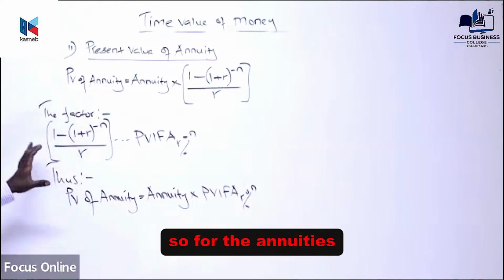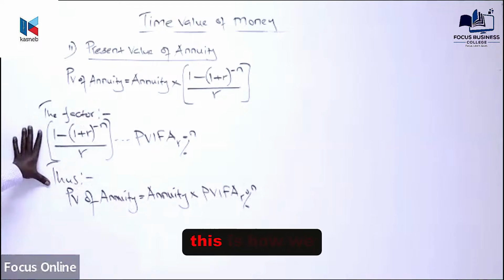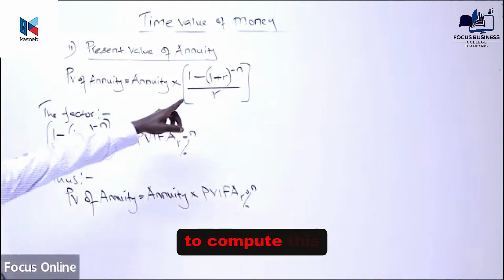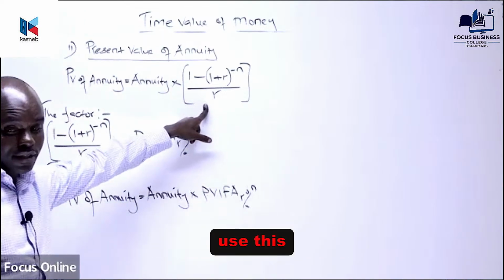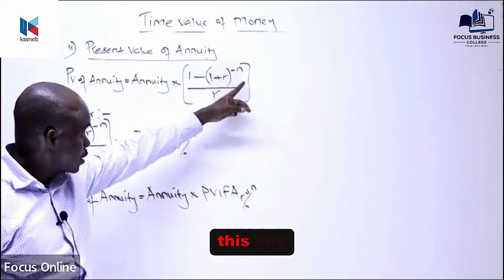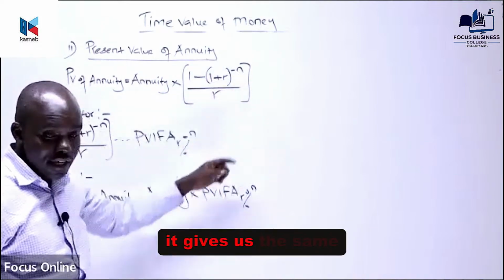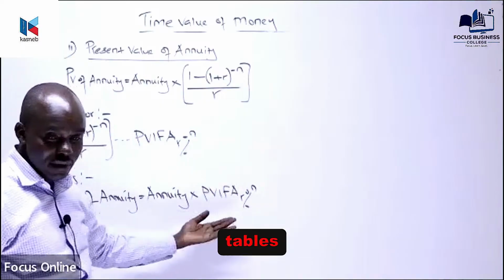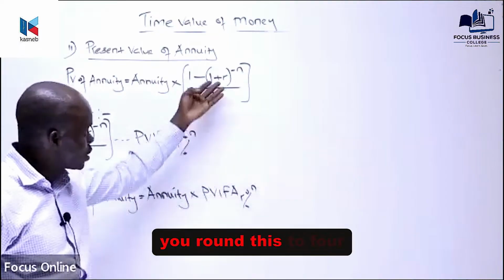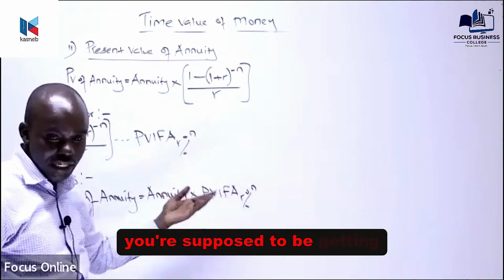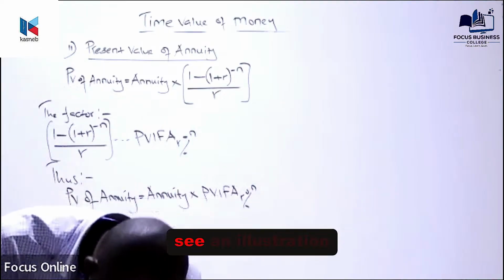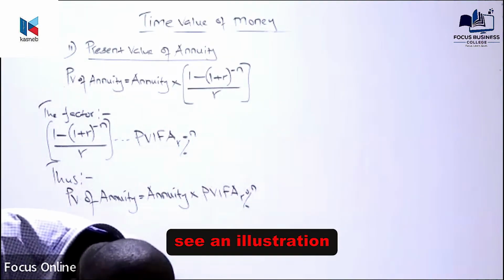So for the annuities, this is how we compute this, and you should be able to use this. Remember, this formula that you're seeing here gives us the same figure as what we have in the tables, rounded off to 4 decimal places. You round this to 4 decimal places, you're supposed to get the same figure. So nothing different. Let's see an illustration.